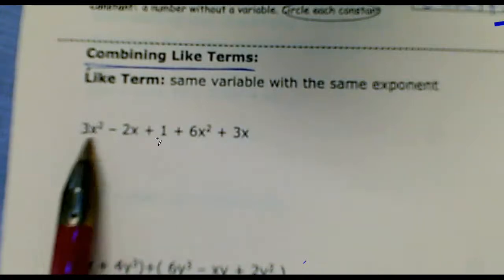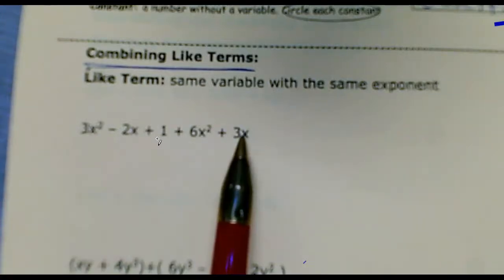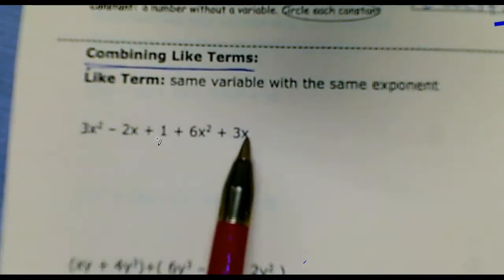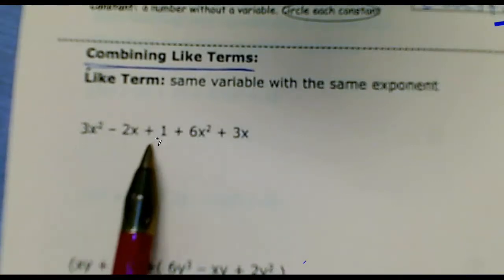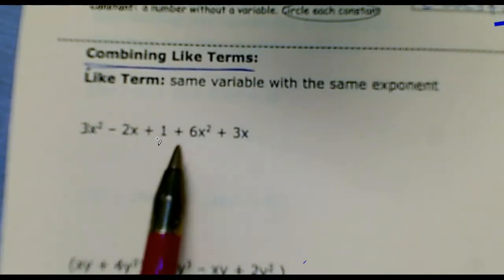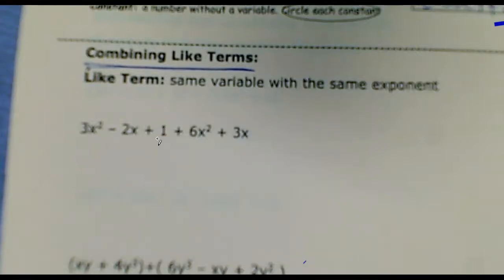So here we have an expression. It's made up of terms, but it's not an equation because it doesn't have an equal sign. If it doesn't have an equal sign, you cannot solve it for x. It can't be solved. All I can do is combine it. Yes, so write down this expression: 3x squared minus 2x plus 1 plus 6x squared plus 3x.